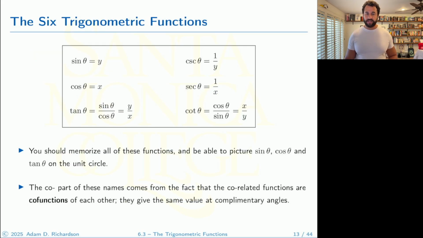Okay, now summarizing everything, I wouldn't say the big picture, this is everything written in one big block. Sine of theta is vertical displacement, cosine theta is horizontal displacement, tangent theta is the slope of that line, and then these are just the reciprocals. That's it. So you do need to memorize all of these functions and be able to picture sine, cosine, and tangent on the unit circle. But again, it just goes back to that big picture. So if you ever forget, draw that picture.